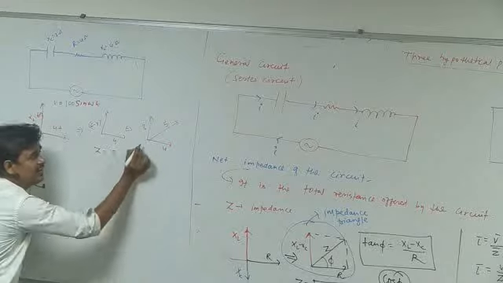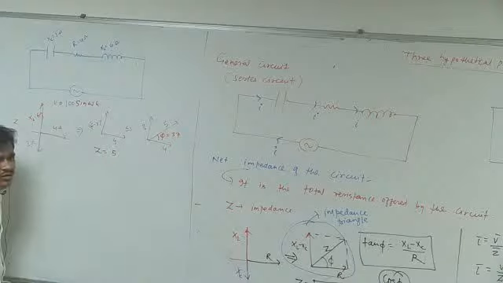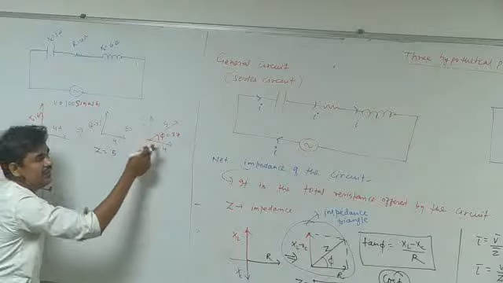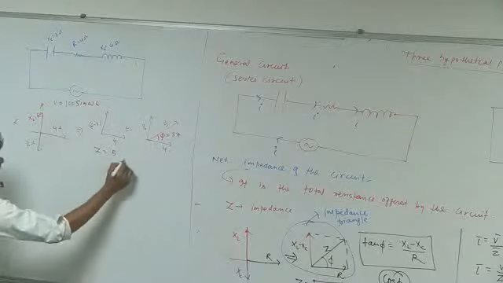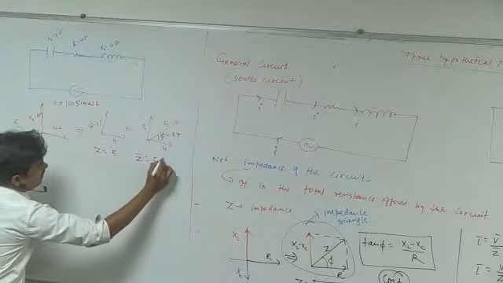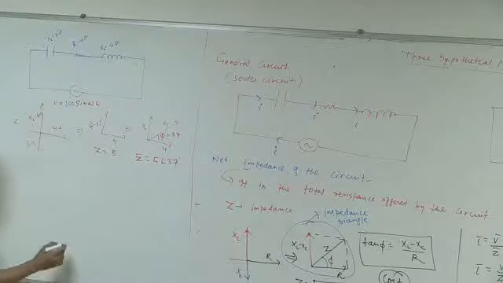What is the value of Z we got? 5. What is this angle? Tan theta is 3 by 4, so theta will be 37 degrees. So Z phasor is how much? 5 angle 37. Now let us calculate the current.